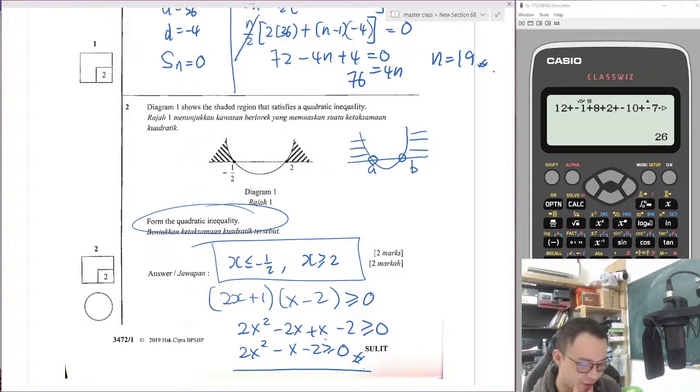Not become 4x? How are you going to get 4x here? I don't see any 4x here. Multiplied wrongly? Seriously? Oh my god.